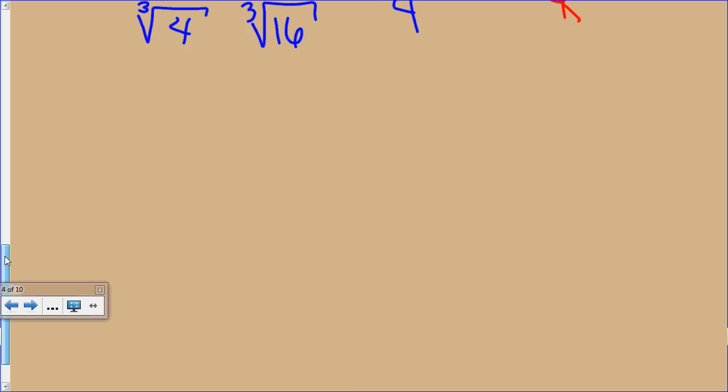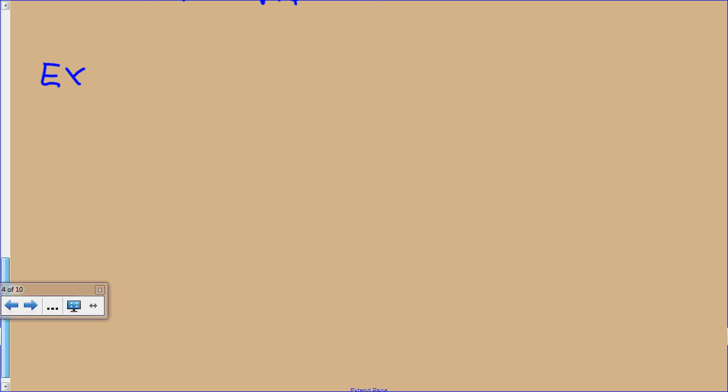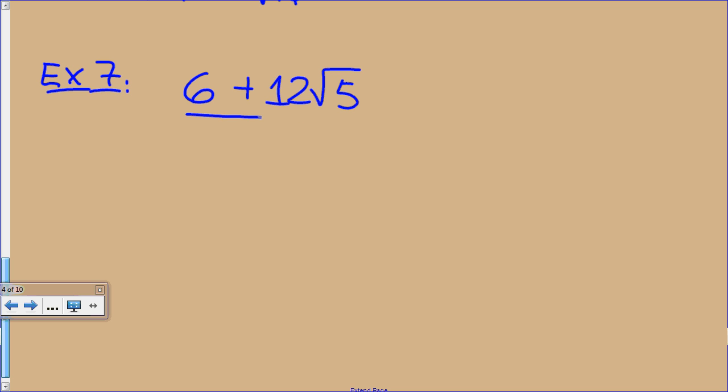Just a reminder, if you are dividing by just a regular number, what must be true? If you divide one thing, you must divide the other. That's right, so what's 6 divided by 3? So what's 12 divided by 3? Awesome.